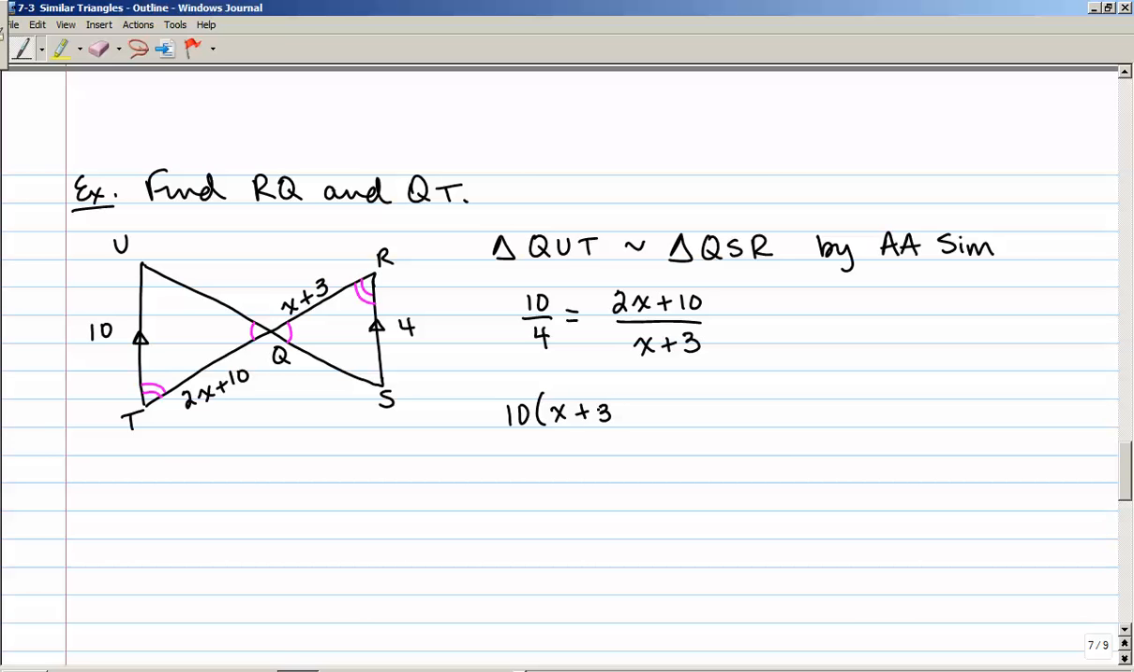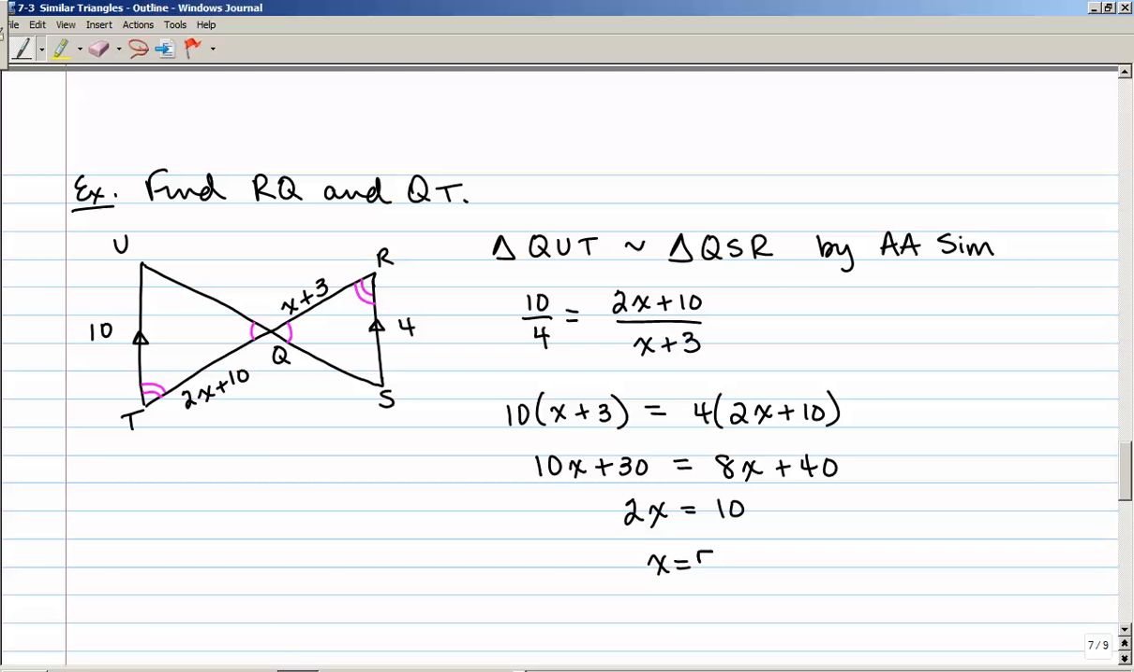So 10 times x plus 3 equals 4 times 2x plus 10. 10x plus 30 equals 8x plus 40. 2x equals 10, or x equals 5. I'm not done because I have to find RQ and QT. So RQ, plugging in 5, that's going to give me an 8, and QT, plugging in 5, is going to give me 20.